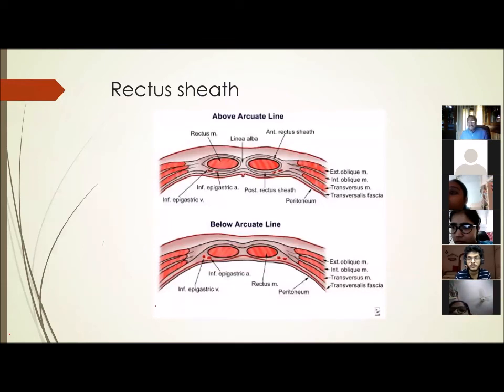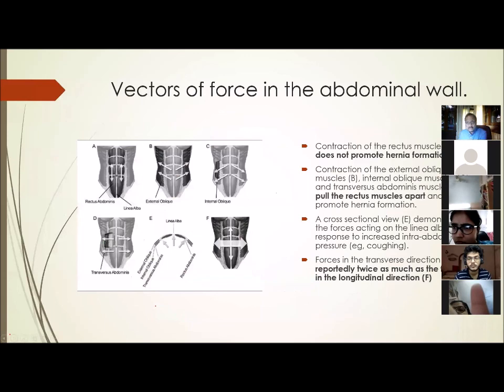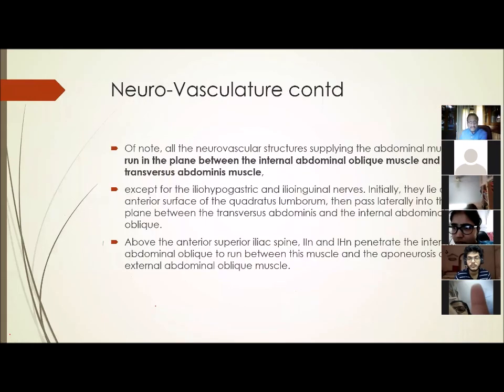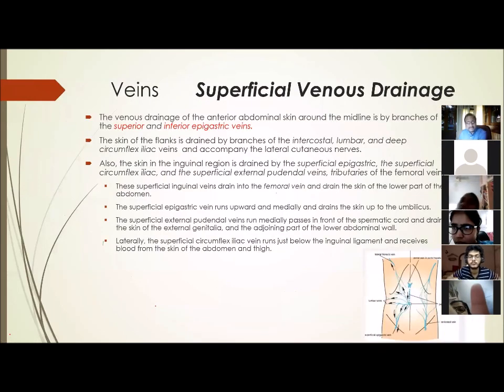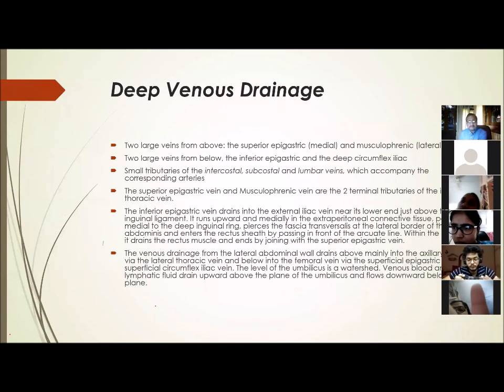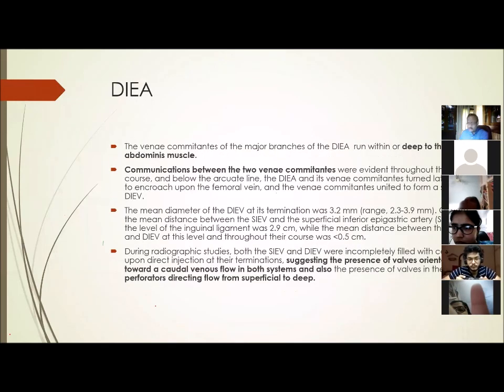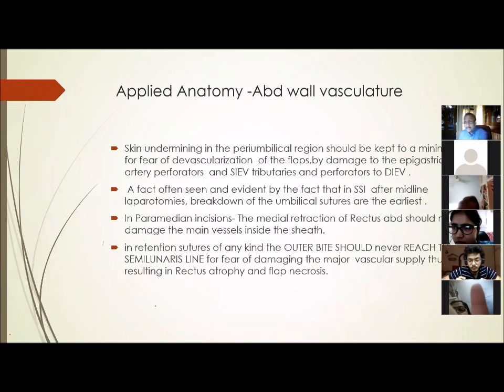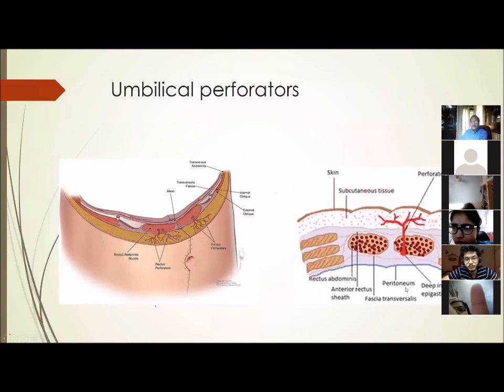So remember, if you're going ahead and doing tension suturing, this suture should never go beyond the semilunar line. It should be somewhere in this region. It should not encroach on the territory of the superior and inferior epigastric arteries, because then you'll have a problem on your hands, you'll have rectus atrophy. As it is, these sutures should not be applied, but in case you apply them, it should never be beyond the semilunaris line, for fear of damaging the major vascular supply and leading to rectus atrophy.